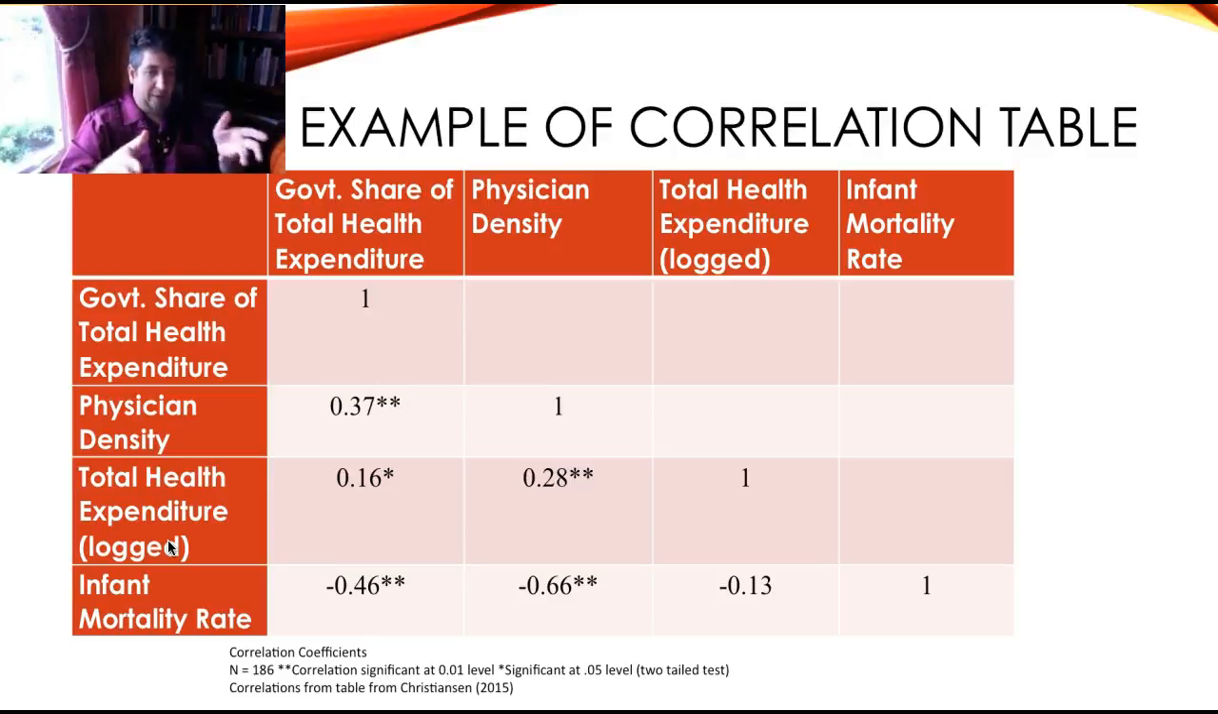And then you can see here that the government share of total health expenditure is positively correlated with physician density, inversely correlated with infant mortality rates, in that the more physicians there are per 1,000 people, the fewer children there are who die before their first birthday. And you can see that there's not really any relationship at all between total health expenditure and infant mortality. Just gives you an example of a correlation table.